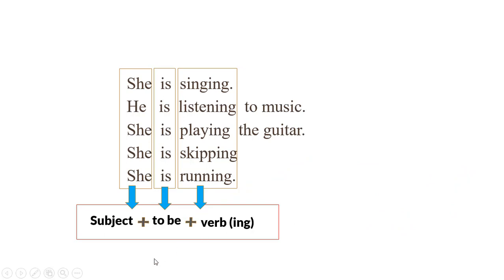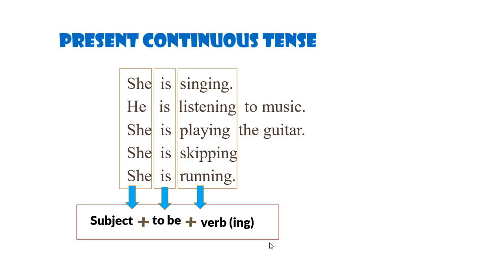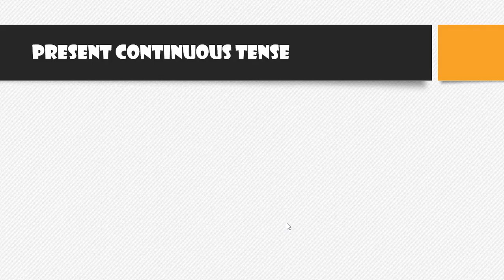This is the format you use to write or construct these types of sentences. And they are called present continuous tense sentences. This is the format of writing present continuous tense. Okay, let's see in what instances we use present continuous tense.